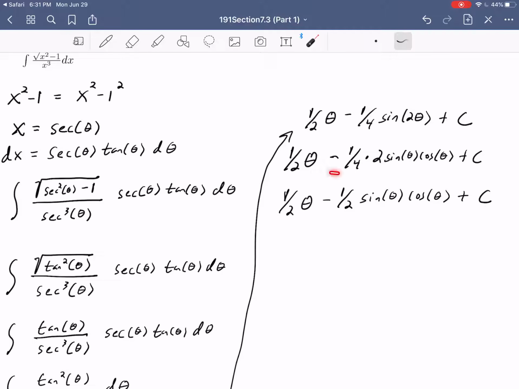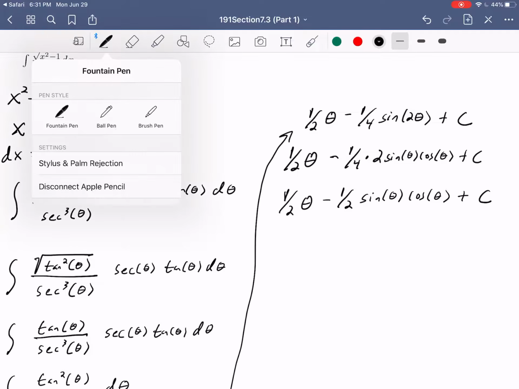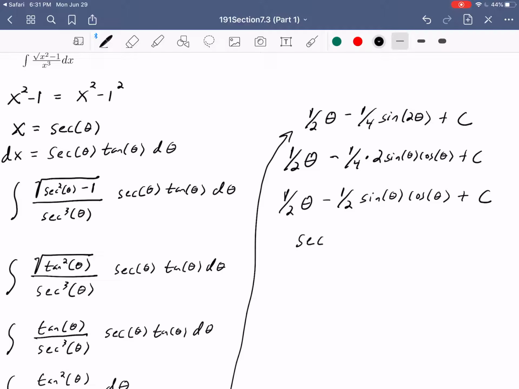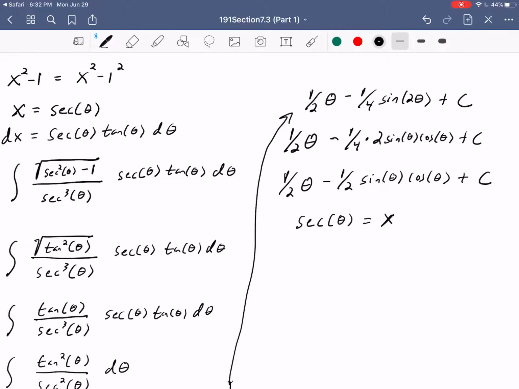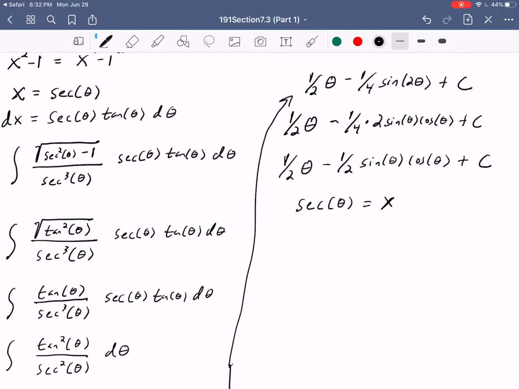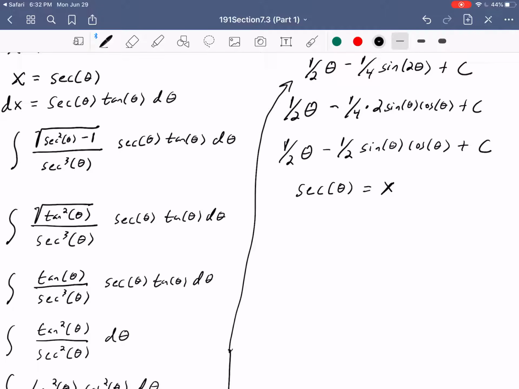Okay, now this should be a little bit easier to unpack. So let's remind ourselves what our substitution was. It was secant theta equal to x. Again, I like to just rewrite it the opposite way now. I mean, it doesn't change anything, but just reading left to right helps us remind ourselves we're undoing the substitution.